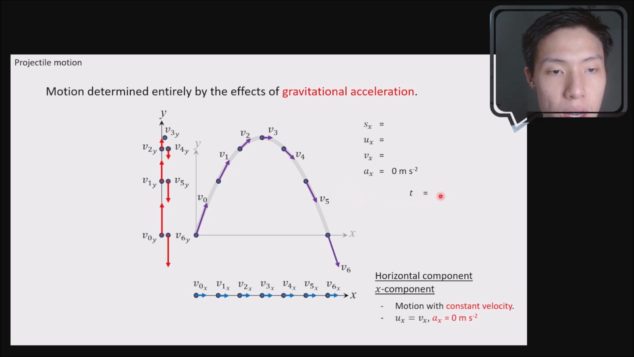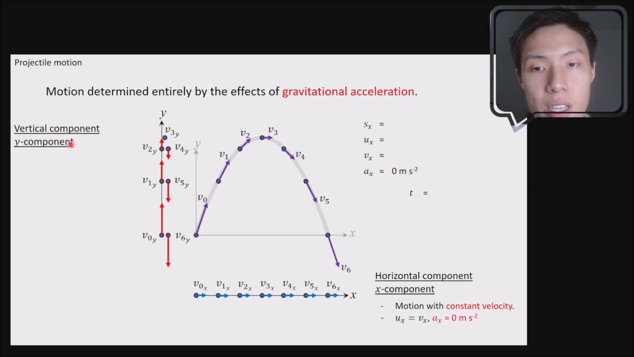If you write down your SUVAT for the x component, remember to put in all your subscript x here. And what we know because of this analysis is that the x component of acceleration is always 0 meters per second squared. So this is fixed if you are talking about projectile motion. And we are neglecting air resistance here, so we don't need to consider wind slowing us down. Okay, so let's move on to the vertical component, this component over here.